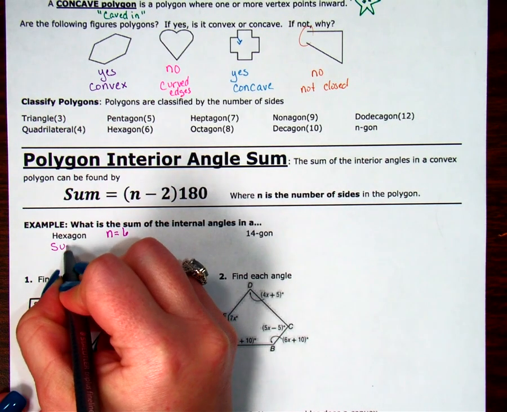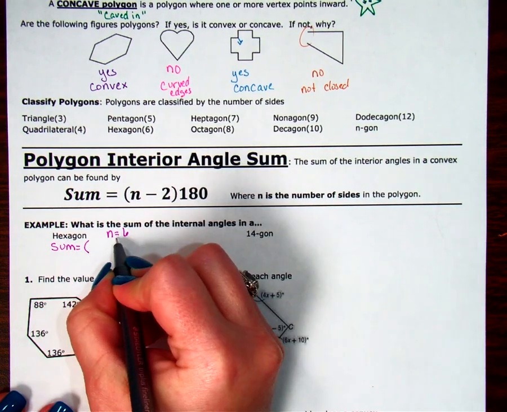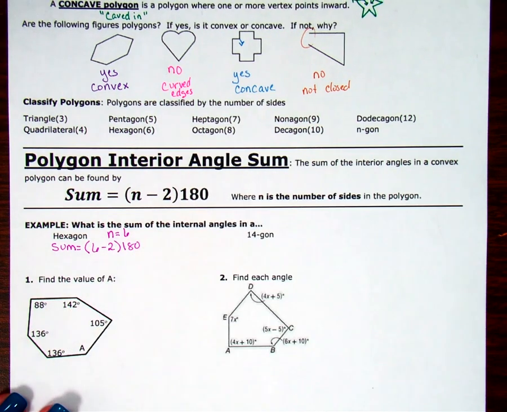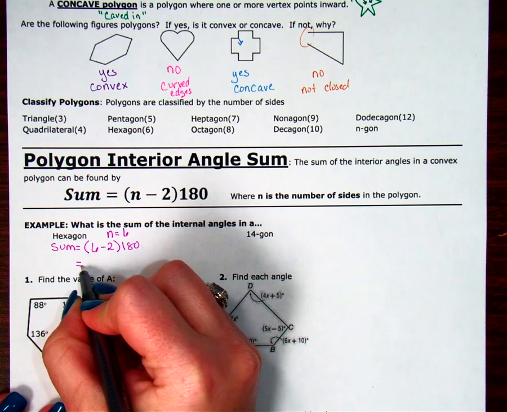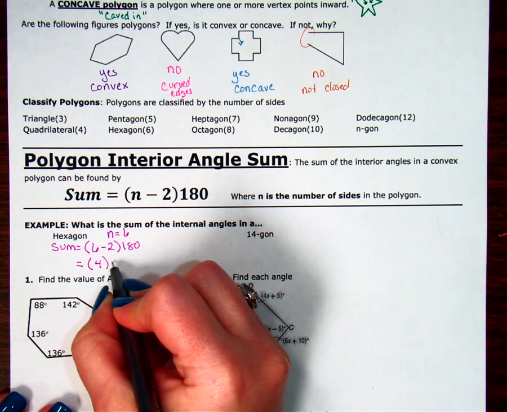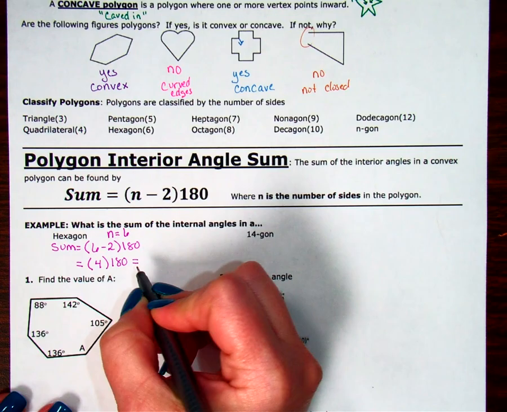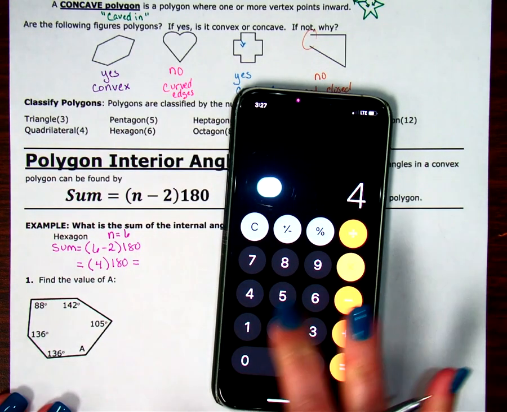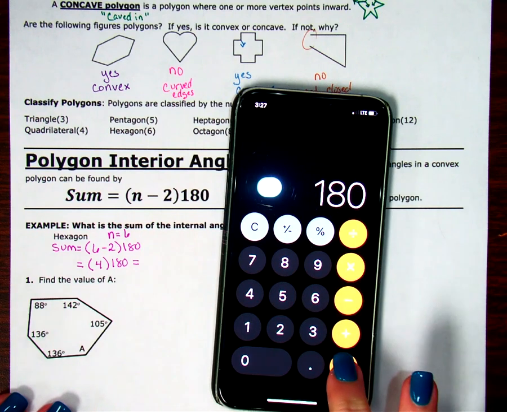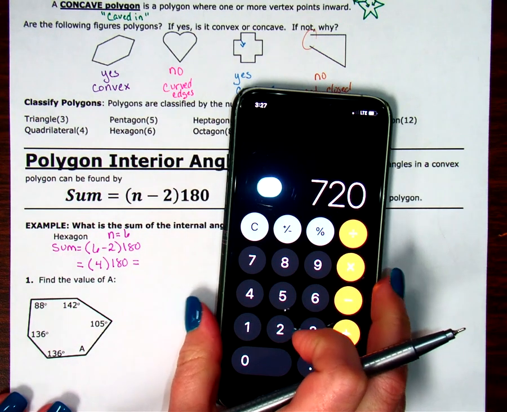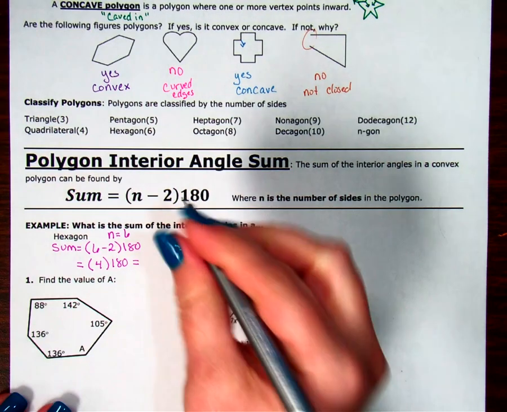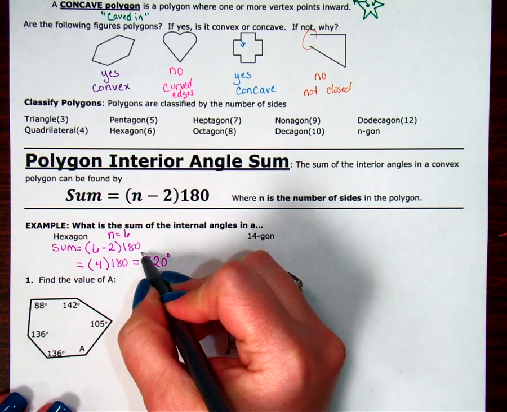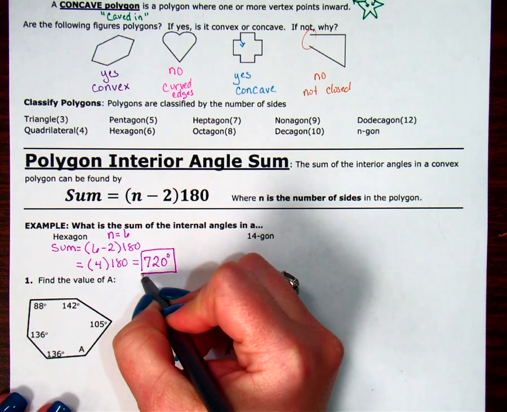My sum is going to equal that n, 6 minus 2 times 180. So 6 minus 2 is 4 times 180. So I'm going to do 4 times 180, and this doesn't require any sort of fancy calculator, so I don't have to go to my CMS. I can if I want. I get 720. So every hexagon has 720 degrees if I add all of the corners together.